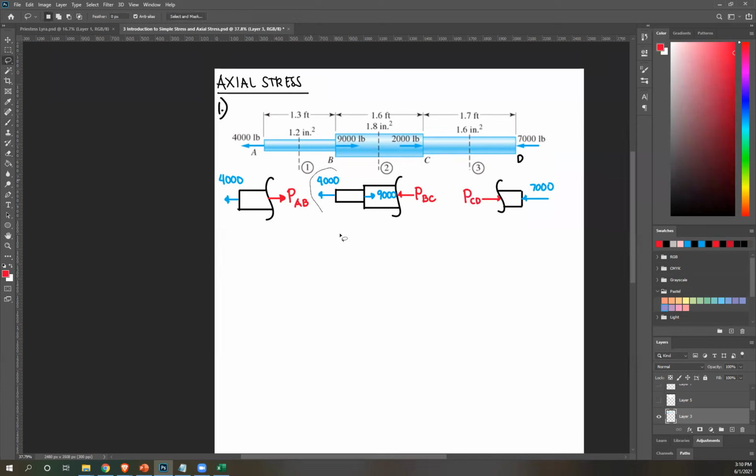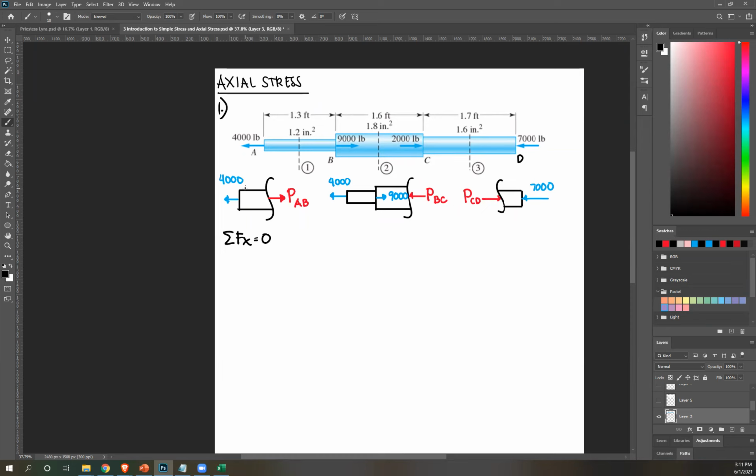Now that we have these, which are called your free body diagrams, we can now create equations for each. So the goal here is to solve for P, because that is what we'll use in the equation sigma equals P over A. To solve for that, we're going to use your equilibrium equations. Recall, equilibrium equations are summation of Fx equals 0, summation of Fy equals 0, and moment equals 0. So obviously, all our forces here are on the horizontal. So this is summation of Fx equals 0. Sign convention applies.